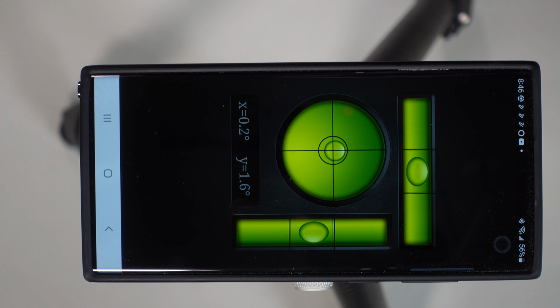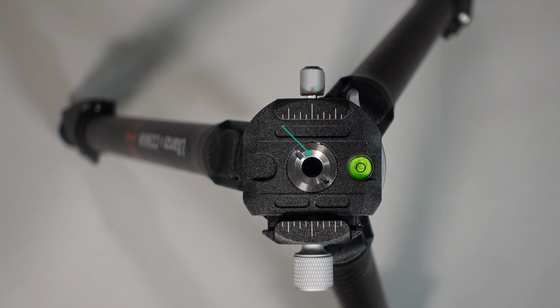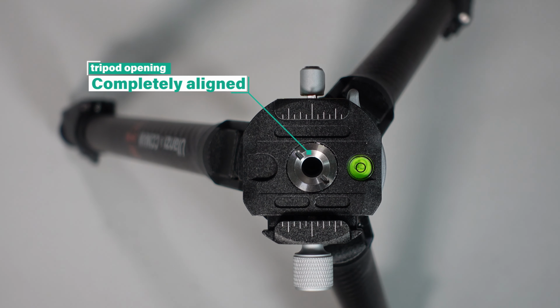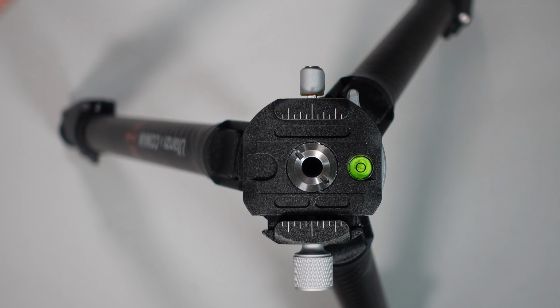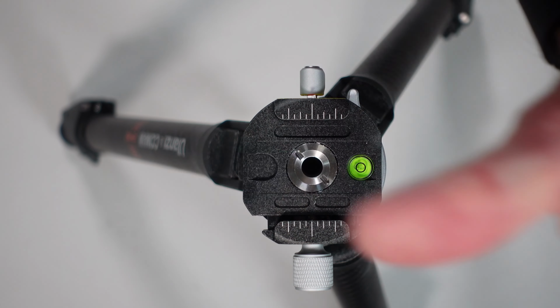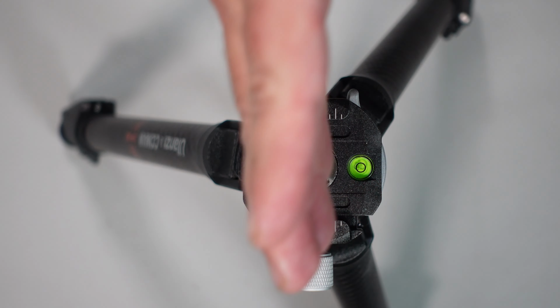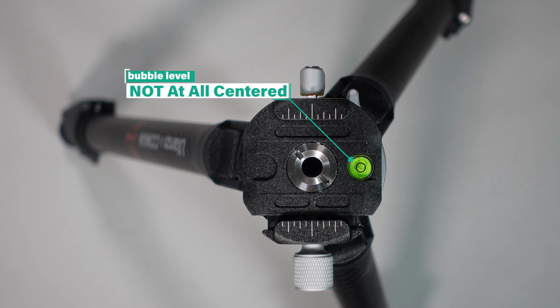So anyway, basically it's about off by 10 degrees in this direction, and it's about off by 3-4 degrees in this direction. So it's not really usable as a bubble level, completely off.